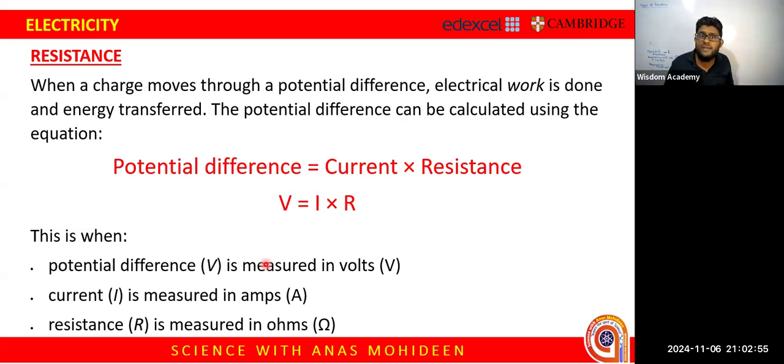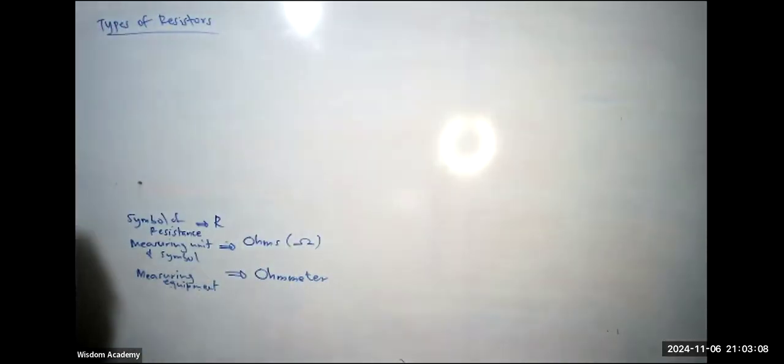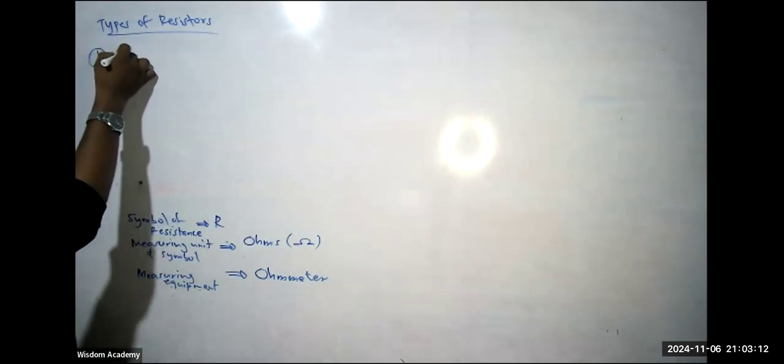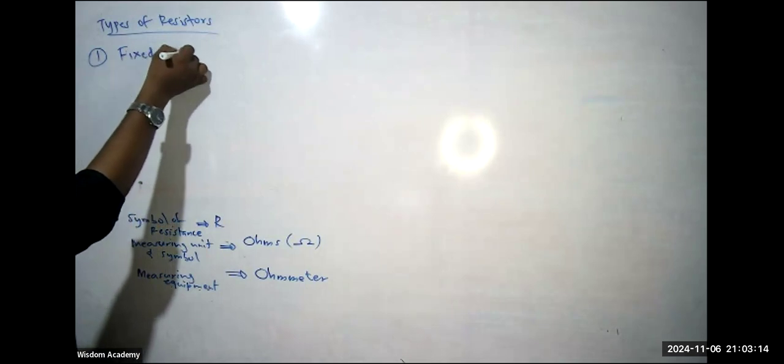And artificially also we can connect resistance. The electric gadgets that you connect to give resistance, we term them resistors. When you take resistors, there are three types of resistors. What are the three types? Number one, we term it as fixed resistors.